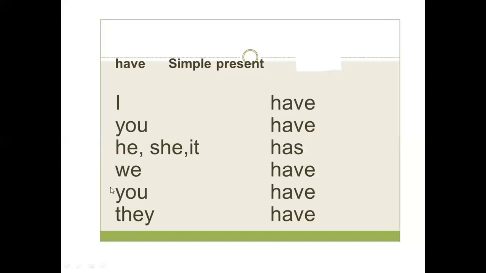So here we have plural. We have. We can replace it with my mother and I have. You have. Here when we are addressing two people or more. You have. And here they have. For example, Ahmed and Lisa have. So here we have plural.